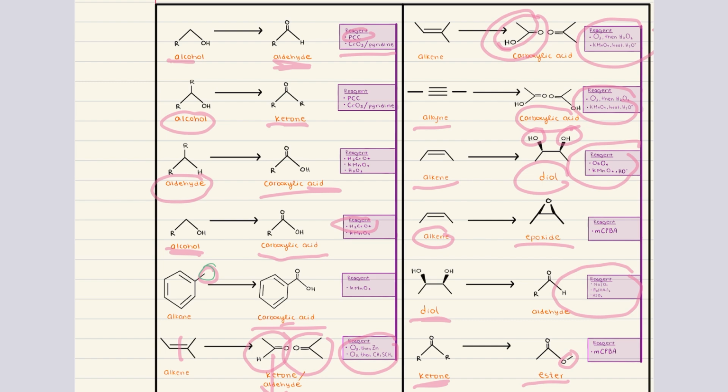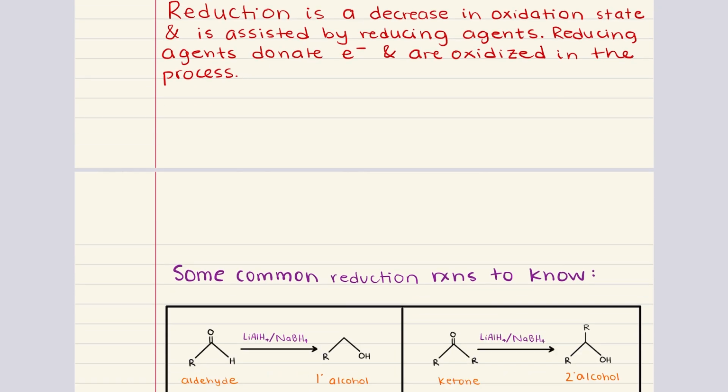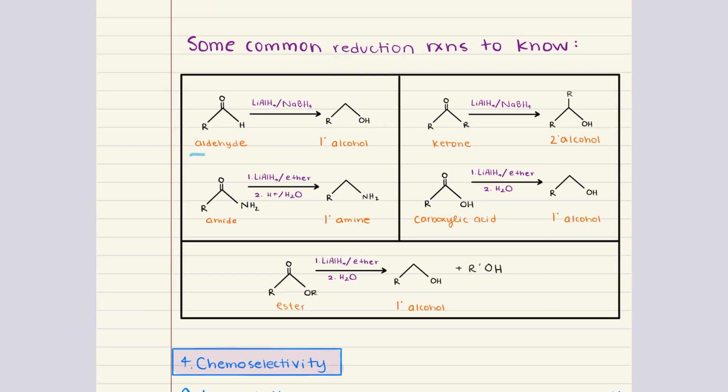ester. Now, let's do the same thing for common reduction reactions that are important to know for the MCAT. Aldehydes and ketones are readily reduced to primary and secondary alcohols, respectively. This reaction can be carried out using lithium aluminum hydride or the milder reducing agent, sodium borohydride. Because sodium borohydride is less reactive, it is generally only effective in reducing aldehydes and ketones, while lithium aluminum hydride is strong enough to reduce a broader range of functional groups.